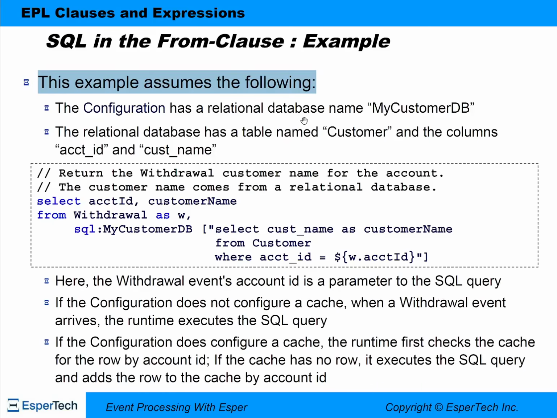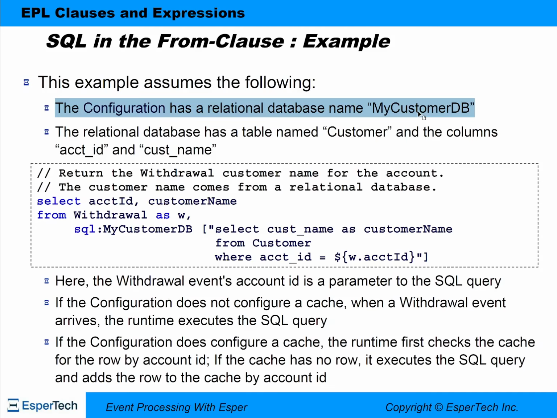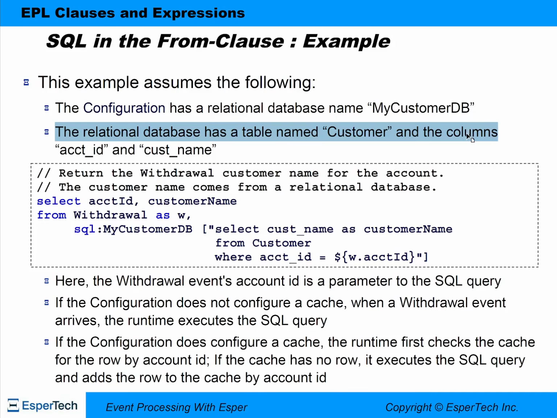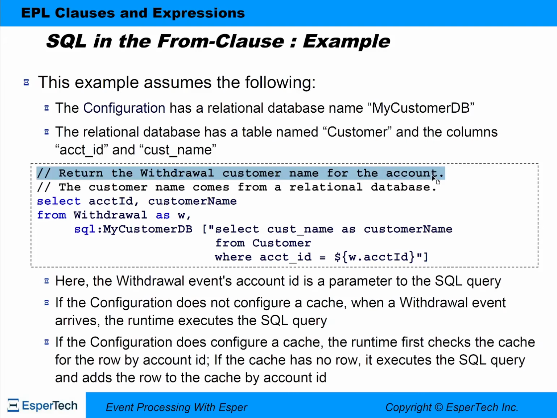This example assumes the following. The configuration has a relational database named myCustomerDB. The relational database has a table named customer with the columns acct_id and cust_name. This query returns the withdrawal customer name for the account. The customer name comes from a relational database.